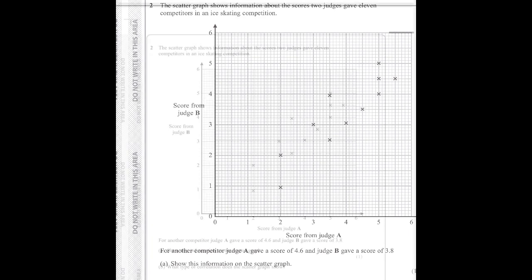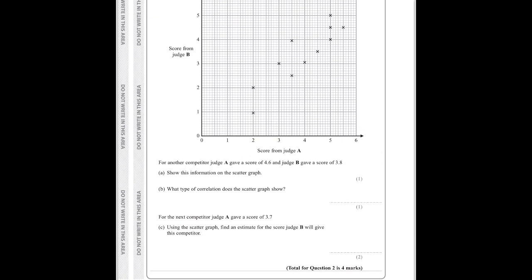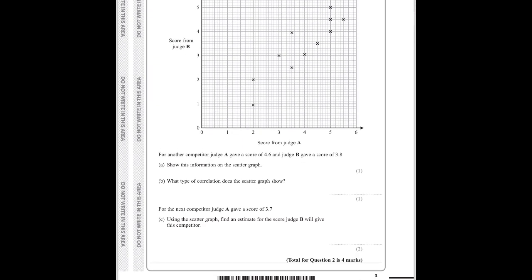Number 2, scatter graphs. We like a good scatter graph. Okay, right, I have to clip this. So for question 2, we've got a scatter graph. Very clearly we can see off the bat it's positive correlation. Yeah, so let's start by saying that. Positive correlation.